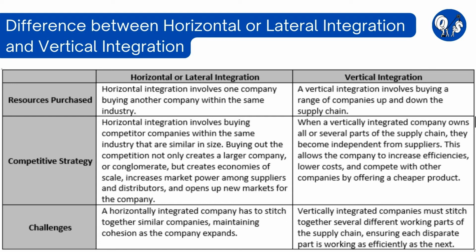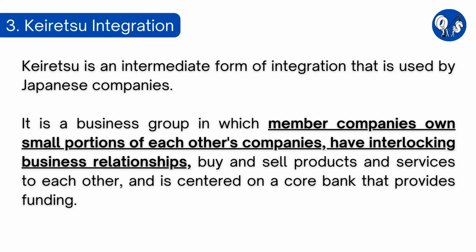A horizontally integrated company has to stitch together similar companies, maintaining cohesion as the company expands, whereas vertically integrated companies must stitch together several different working parts of the supply chain, ensuring each disparate part is working as efficiently as the next. Let's move on to the third concept, that is Keiretsu.